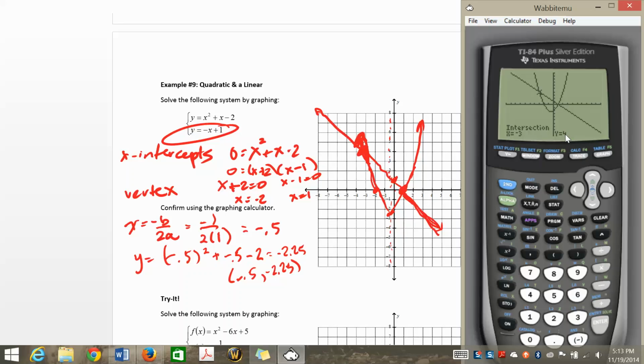So that did work out pretty well from my hand-drawn graph, and I was able to confirm that using the graphing calculator. So you can do that, or you can just look at the y equals screen and see where those intersect.